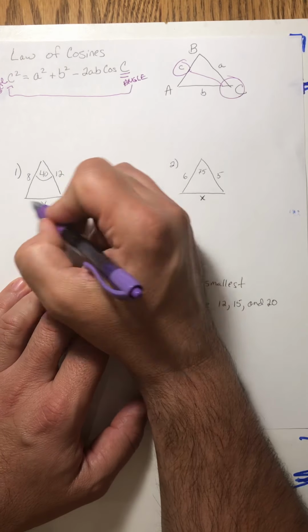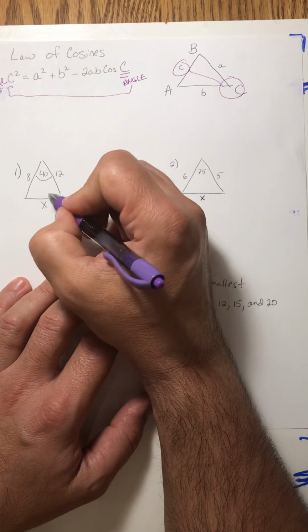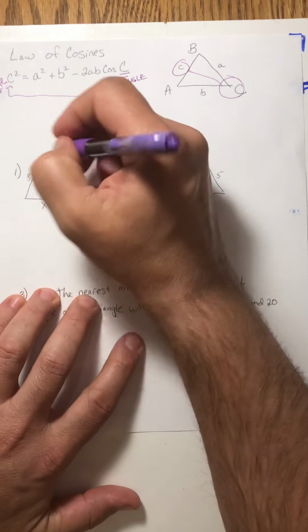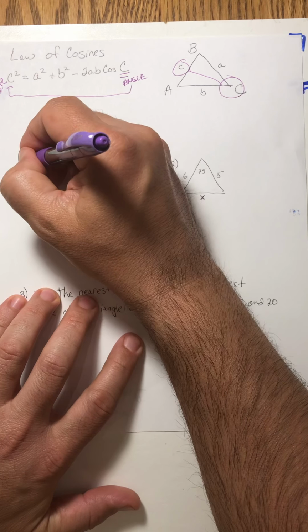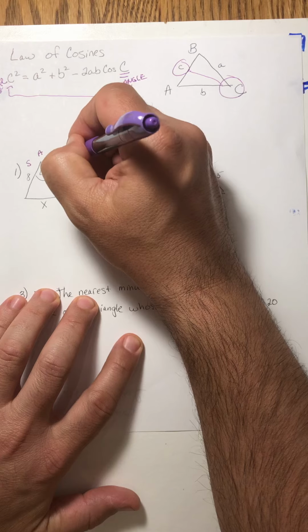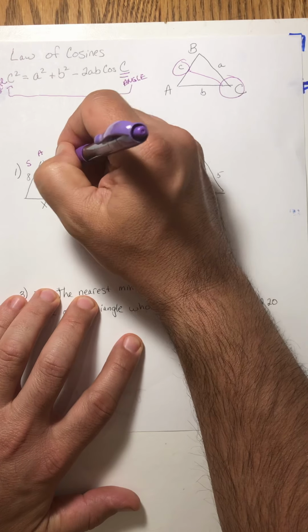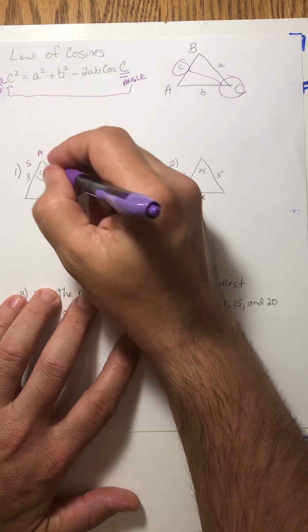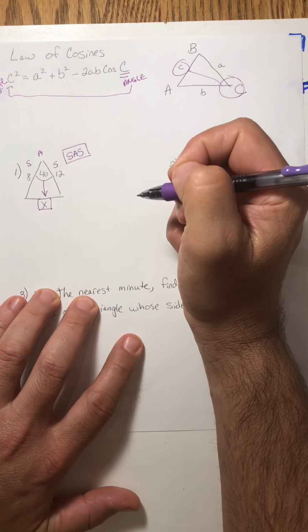So here's example number 1. In example number 1, we have information that is given to us as side, angle, side. That's from your geometry days. We are finding the side that's across from that angle.